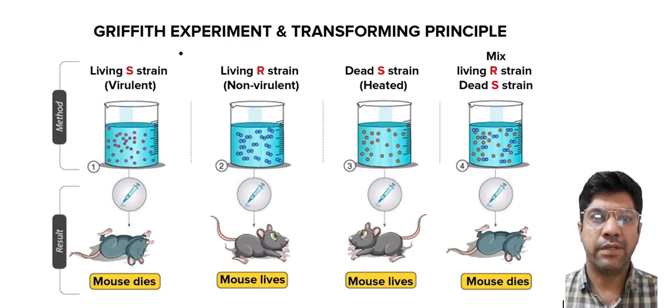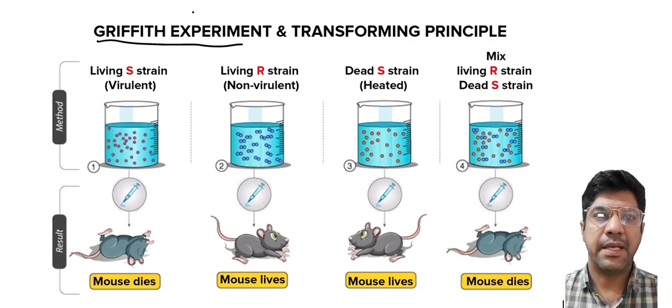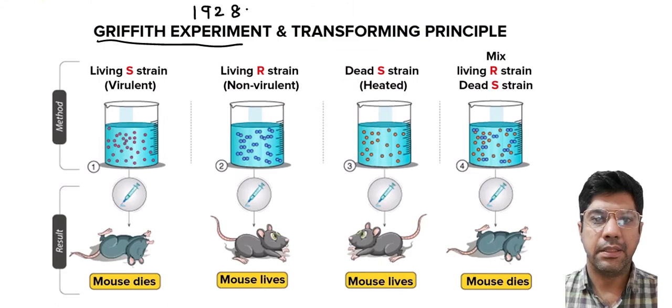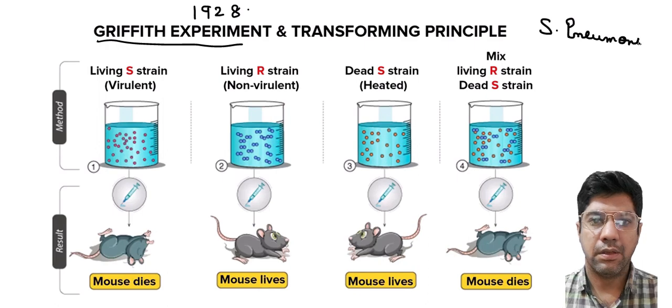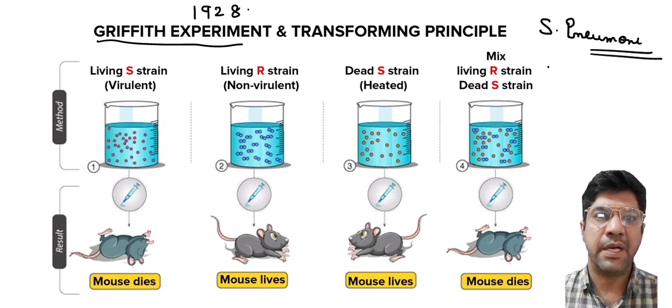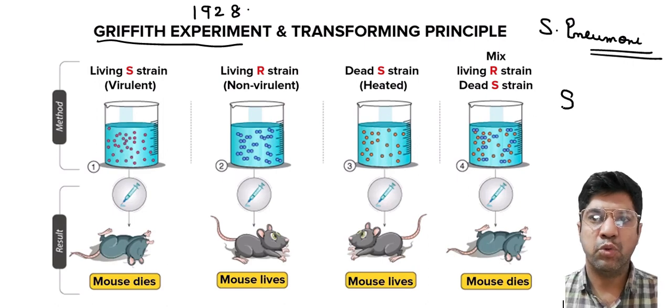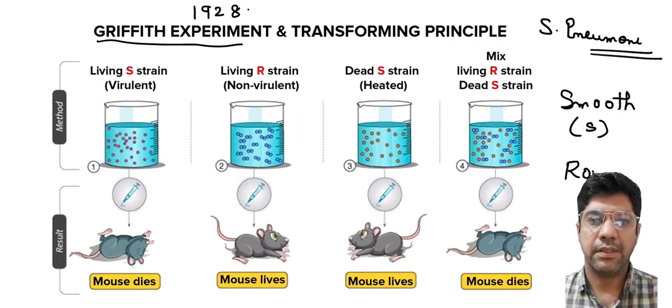Before going to transformation, you should know that Griffith conducted an experiment in 1928. Griffith was studying a type of bacteria known as S. pneumoniae, which can cause pneumonia in humans. He noticed that there were two forms of this bacteria. One was the smooth form, that is the S strain, and the other was the rough strain.